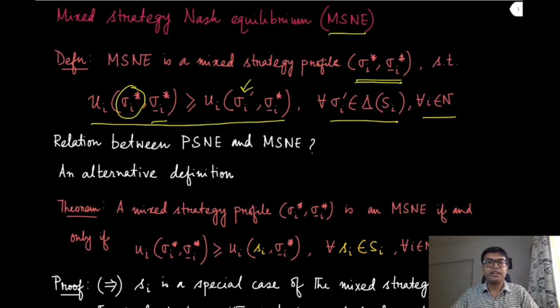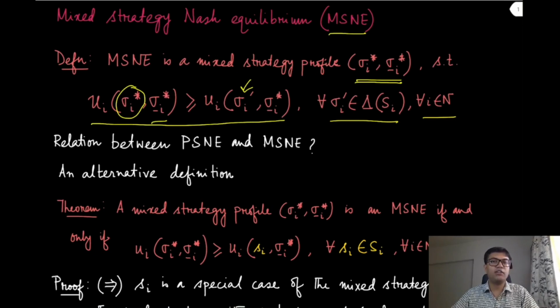Now, it's very natural to draw the relationship between pure strategy Nash equilibrium and mixed strategy Nash equilibrium. You can very easily see that the pure strategy Nash equilibrium is a very special case of mixed strategy Nash equilibrium. The case where it puts a degenerate probability distribution on the strategy set. So in pure strategies, the whole probability mass is concentrated on one specific strategy. And when all the players are doing that, then the equilibrium that you get is a pure strategy Nash equilibrium.